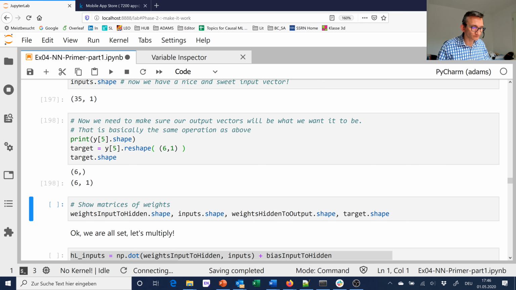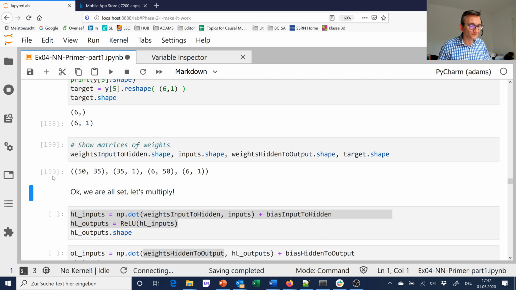And I'm also extracting my target, where I basically have the same issue. By default, I would get a 1D array of these 6 numbers, and I want that to be a column vector. Therefore, I have to reshape my data. And then to sum that part up, here's the overall structure of our neural network.